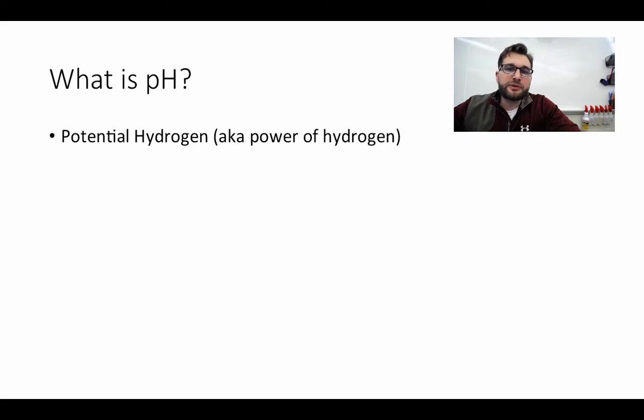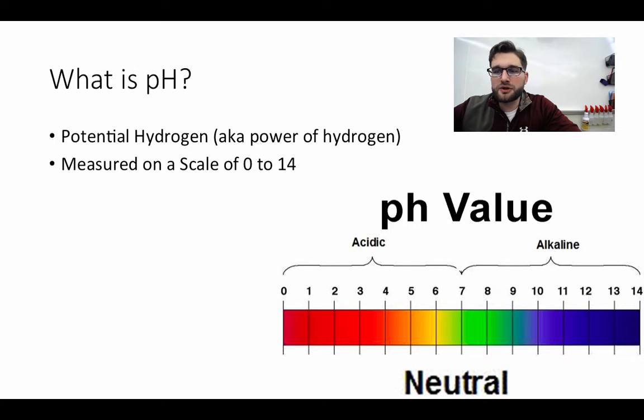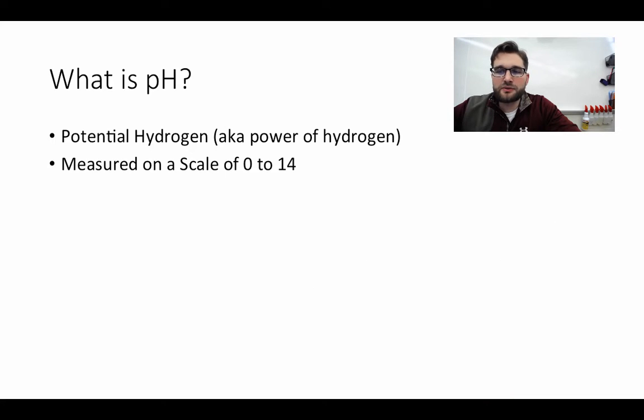First, what is pH? pH stands for potential hydrogen. I've also seen it termed power of hydrogen. It's a measure on a scale of 0 to 14. So we can see the scale here. 7 would be neutral. Anything on the high end of 7, from 7 to 14, would be alkaline. From 7 down to 0 would be acidic.